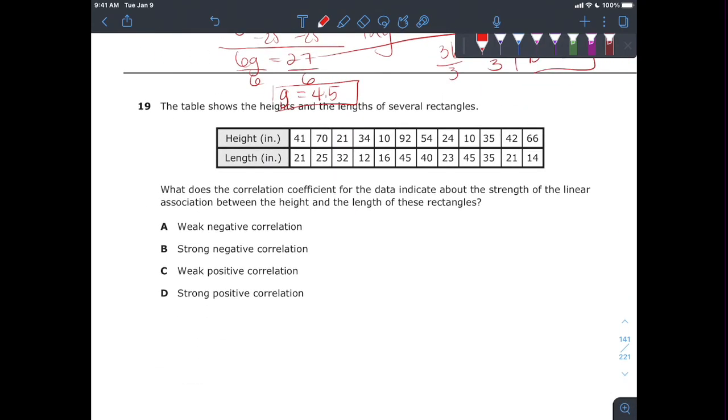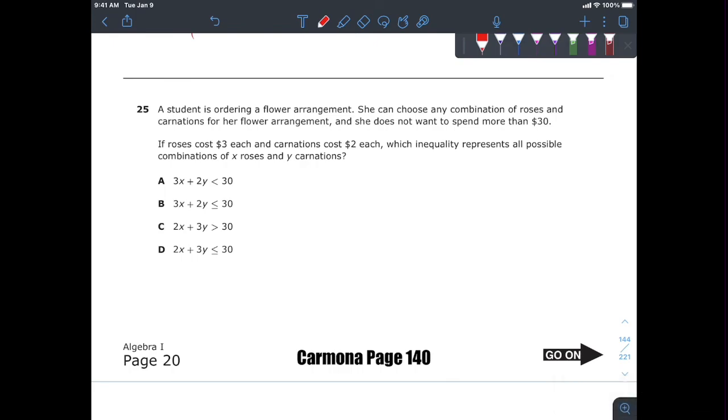Number 19. The table shows the heights and lengths of separate rectangles. What does the correlation coefficient A student is ordering a flower arrangement. She could choose any combination of roses and carnations for her flower arrangement. She does not want to spend more than $30. Roses cost $3 each. Carnations are $2. Which inequality represents all possible combinations of roses and carnations?